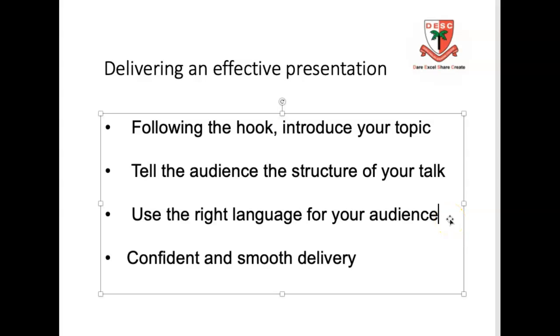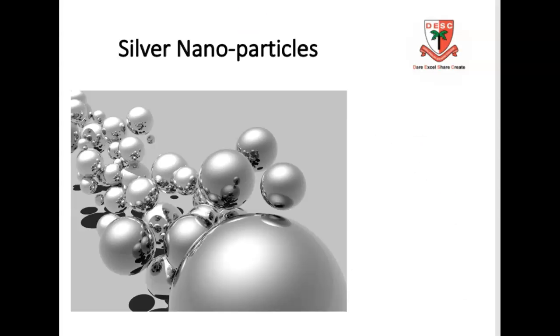You need to use the right language for your audience. So in this case, you're showing that you are highly academic, that you've read quite a lot of stuff. So you're going to be using standard English, and you're going to be using some specialist vocabulary. It may be that you need to explain this. For instance, if I was going to do the presentation on silver nanoparticles, I would first have to define exactly what they are, because your audience won't know, okay?